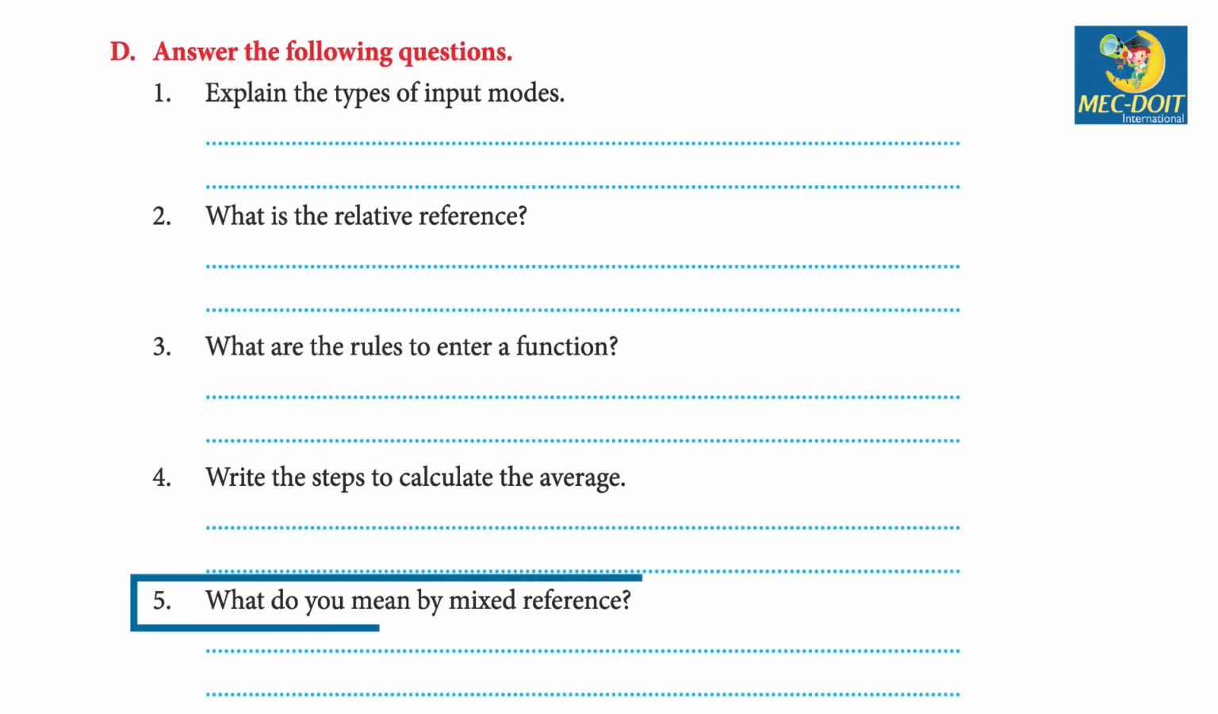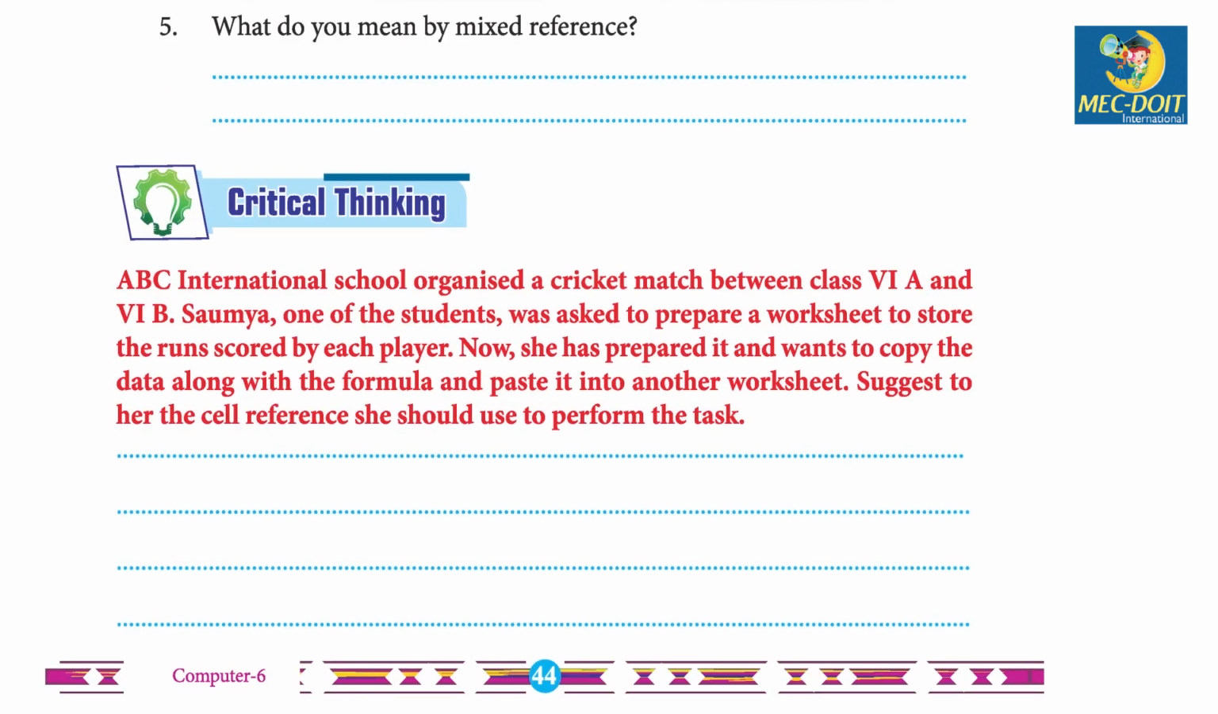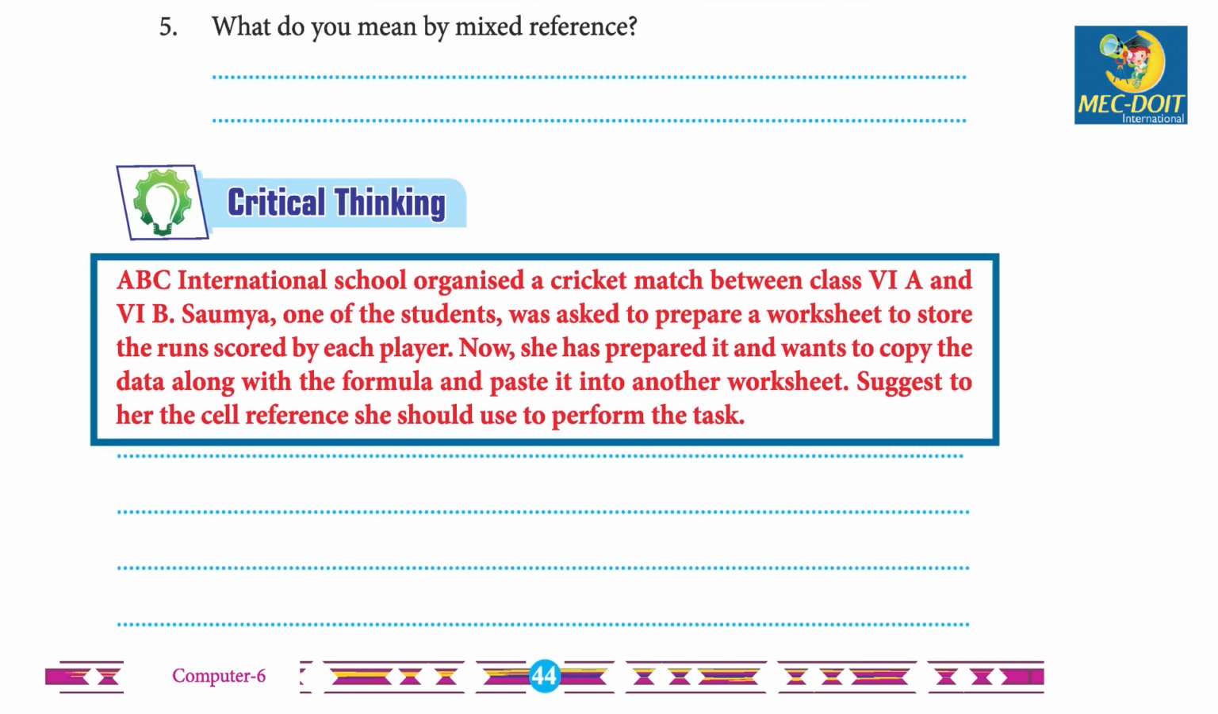5. What do you mean by mixed references? Answer: a mixed reference is a combination of relative and absolute references. Either a row or column is made absolute by preceding it with a dollar symbol. Critical thinking. ABC International School organized a cricket match between class 6th A and 6th B.